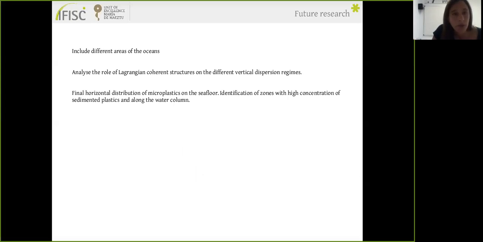Okay, in the future, we want to measure these dispersion properties in other regions of the ocean, not only in the Mediterranean, to look if we get these crossovers also. But of course, it will be really interesting to apply this equation of motion to look at the accumulation regions of microplastics.